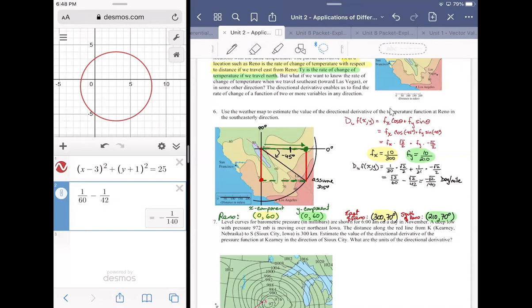All right. So if anything, it should be going in the opposite direction. But what this is telling us is that as we start moving in the direction of Vegas, our temperature is decreasing at a rate of radical 2 over 140 degrees per every mile traveled. All right. But then there is something that happens along the way where the temperature starts increasing again.